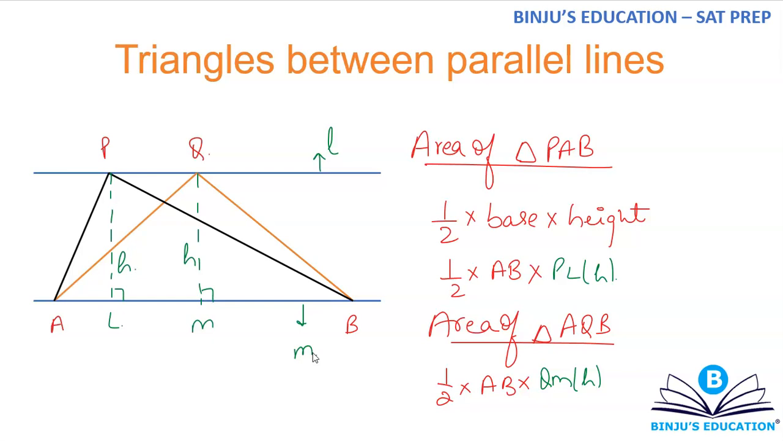So remember that triangles lying between two parallel lines having the same base always have equal areas. So area of triangle PAB will be equal to area of triangle AQB. So this is more or less the theory part which you need to know for the similarity, the midpoint theorem and triangles between parallel lines.